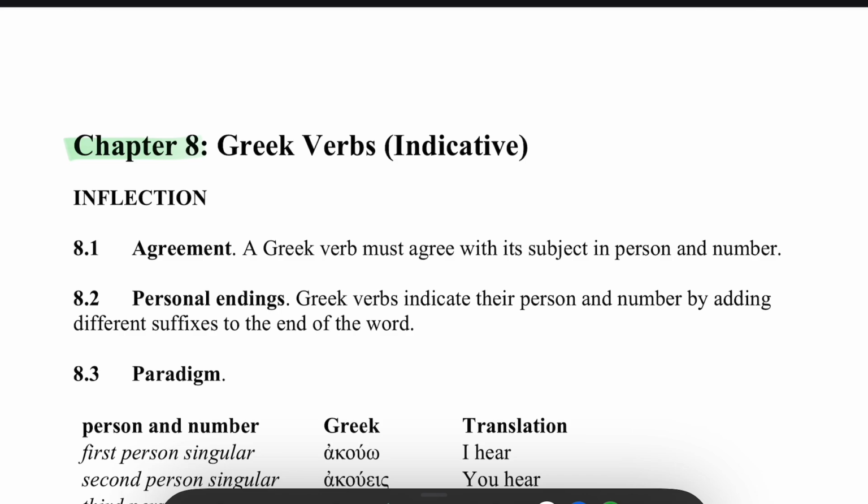Today we will be looking at Greek verbs, specifically the indicative verbs. Last time we looked at English verbs; today we're going to be looking at the Greek. So first, inflection. Again, inflection looks at changes in form for the sake of meaning.